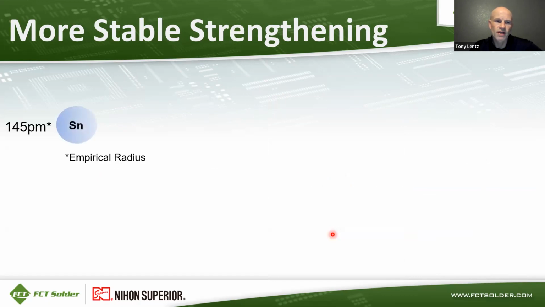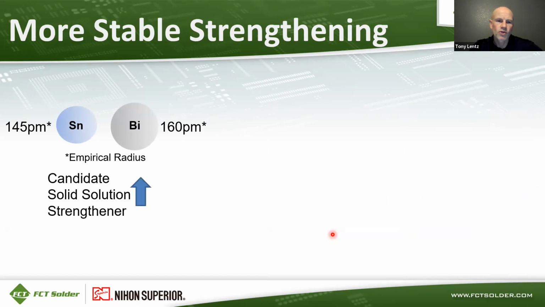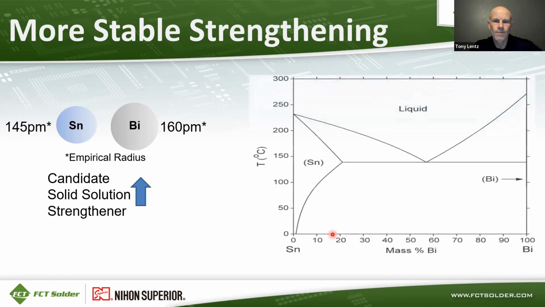Here's the empirical radius of tin, which is around 145 picometers. Bismuth has a similar radius, about 160 picometers, which means that bismuth can incorporate fairly nicely into a tin matrix. So that's a candidate as a solid solution strengthener.